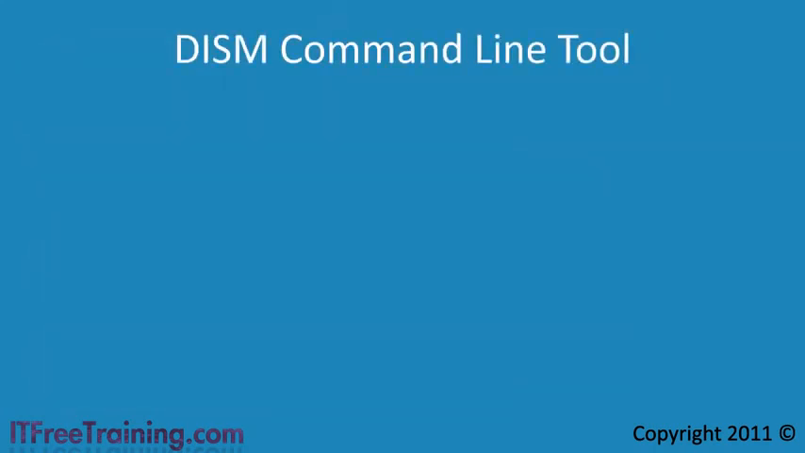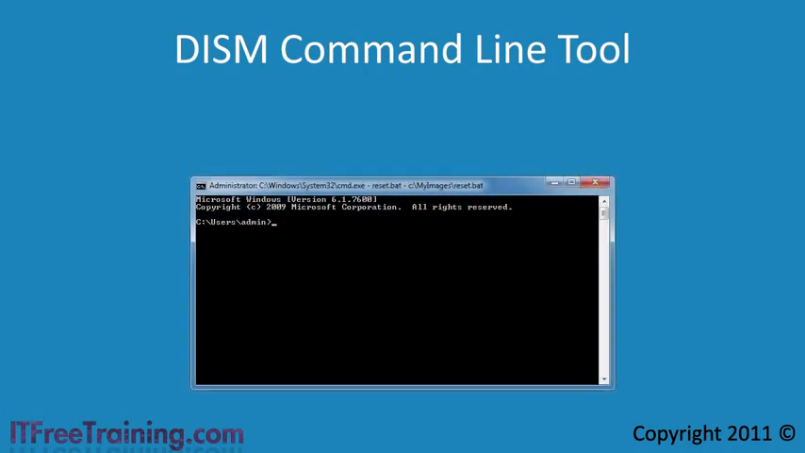Now let's have a look at how to use the DISM command line tool. Before I start using the tool, I'm going to add a directory to the environment variable path. This will make sure that when I run the tool, Windows can find it. If you have the Windows AIK installed on the computer, you can run the deployment tools command prompt from the Start menu, and this step will be done for you.